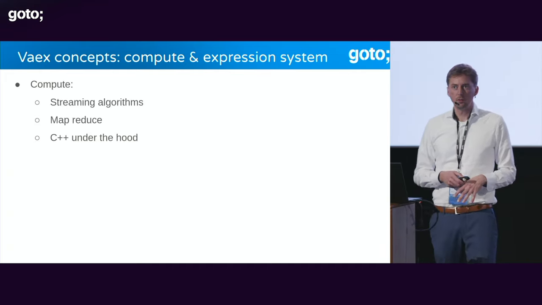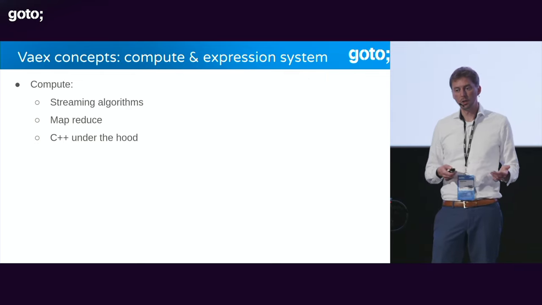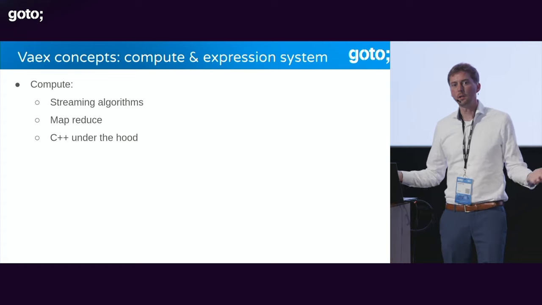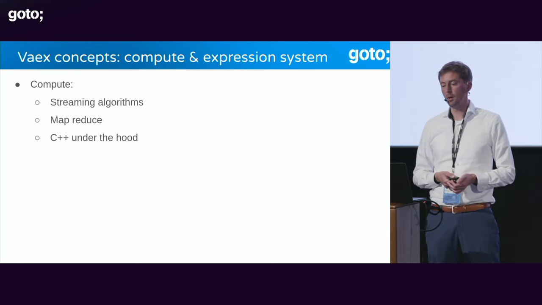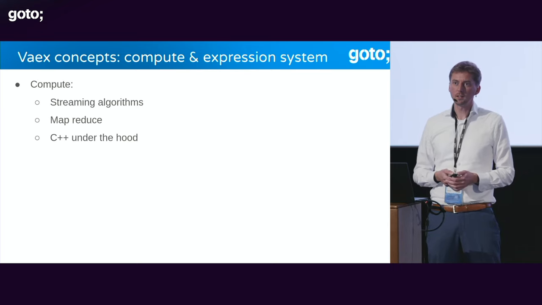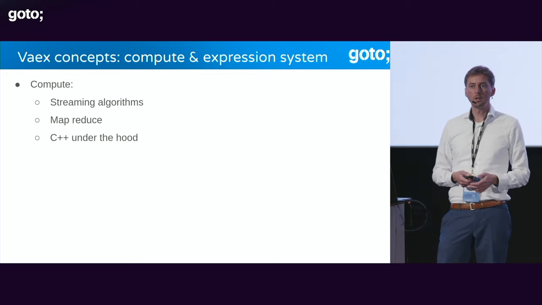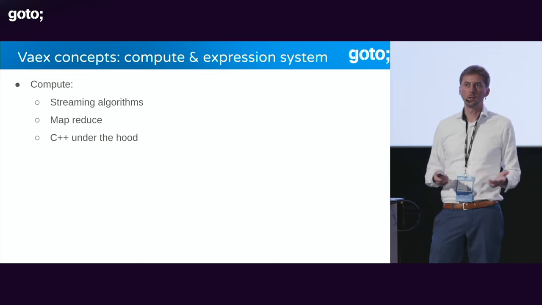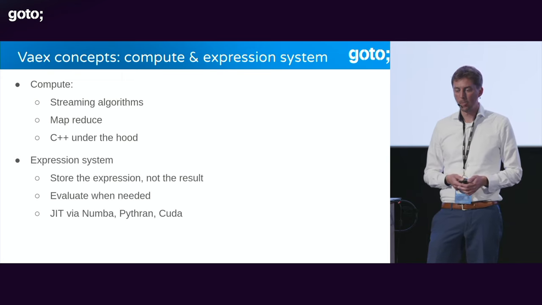So then you have your data and you want to compute on that, do aggregation. So we use streaming algorithms. We go over the data in one or maybe two passes. It is mostly map-reduce, so it's multi-threaded. Then you get into the issue of the Python global interpreter lock. But because we use C++ under the hood, you use all the cores of your machine.